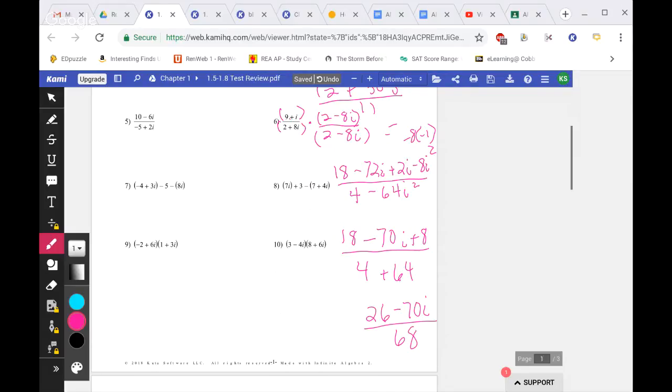And each one of these terms, the 26, the negative 70, and the 68, are all divisible by 2. So I can actually reduce each one of those. This would become 13. This would become 35. And this would become 34. So the final answer is 13 minus 35i all over 34.